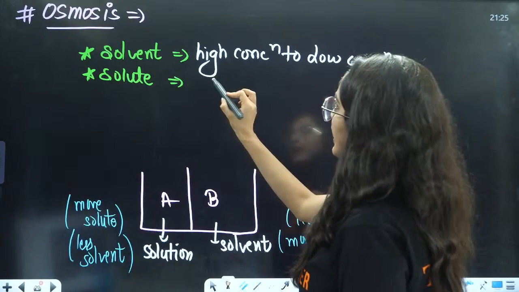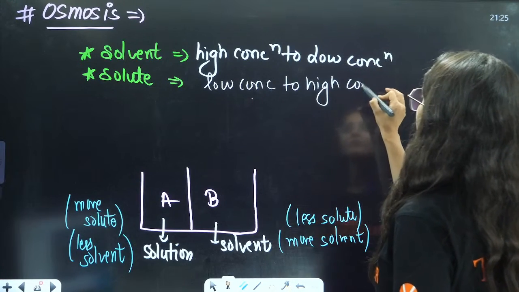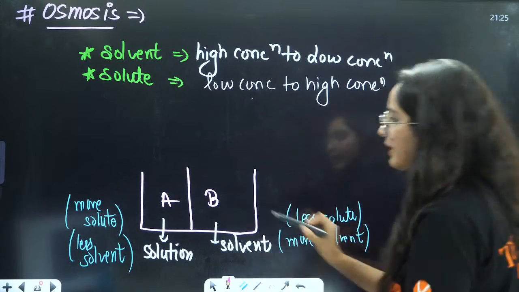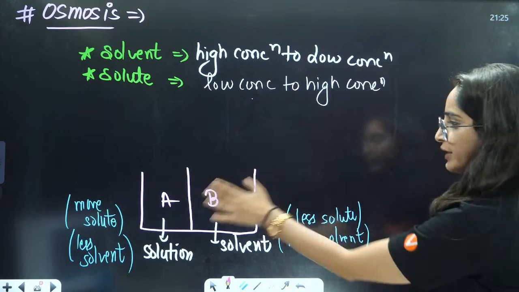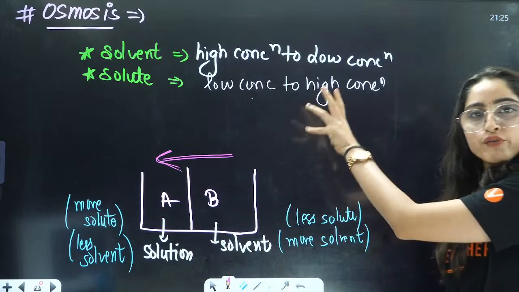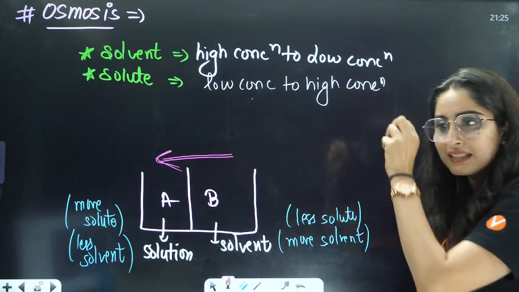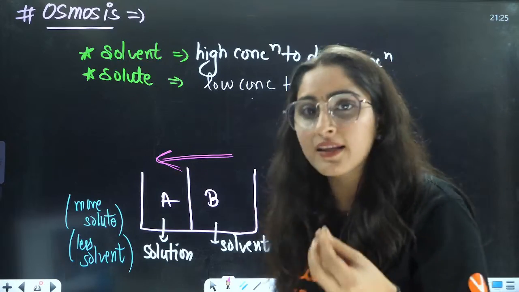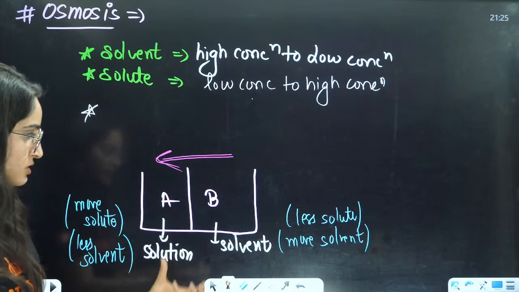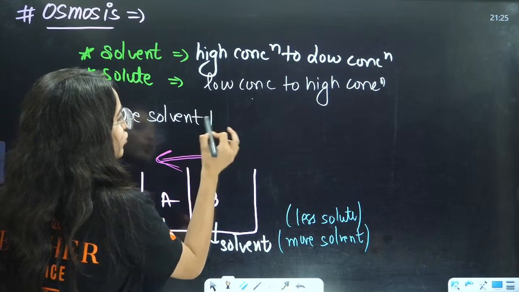So here we will write, it is from low concentration to high concentration. Because the final statement is the same only: it is moving from A to B or B to A. More solvent to less solvent. That means B to A it is moving. So whether you say solvent is moving from high concentration to low, or you say solute is moving from low concentration to high, that is the same thing only. It's just that the way of saying things is different, right? I can also say it in one more way, that is in terms of the solutions. It is moving from pure solvent to solution.